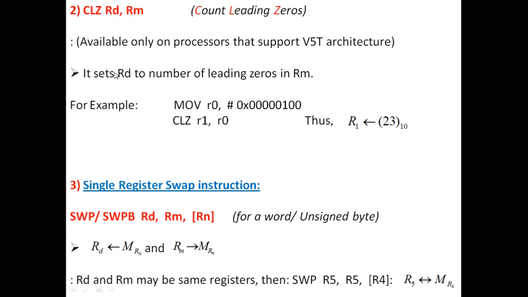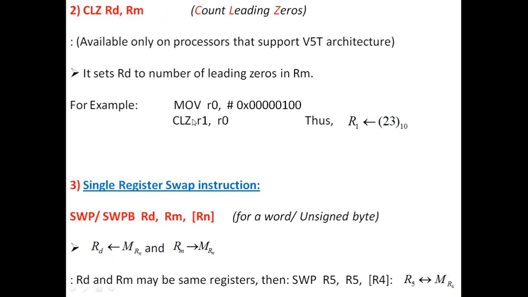It simply loads RD by number of leading zeros in RM. Sets RD to number of leading zeros in RM. That means it will just count the leading zeros in register RM. Starting from the MSB side, it will just count the zeros till the first non-zero bit is encountered, and that number of zeros will be loaded into RD.